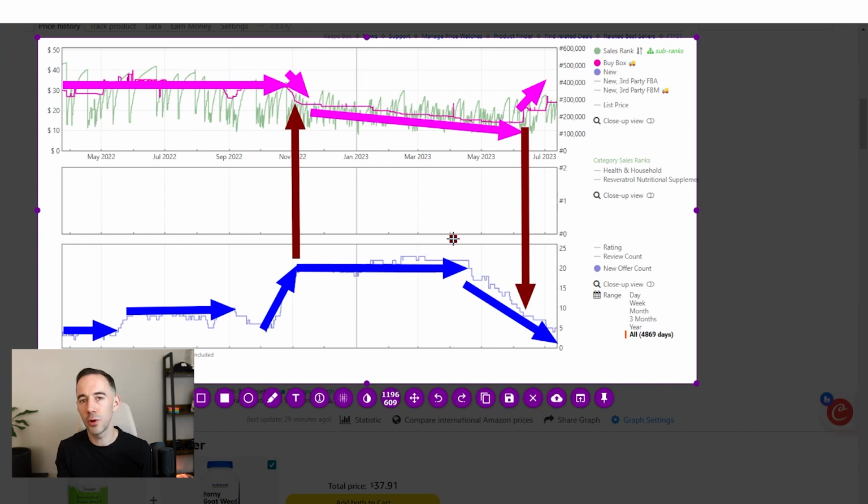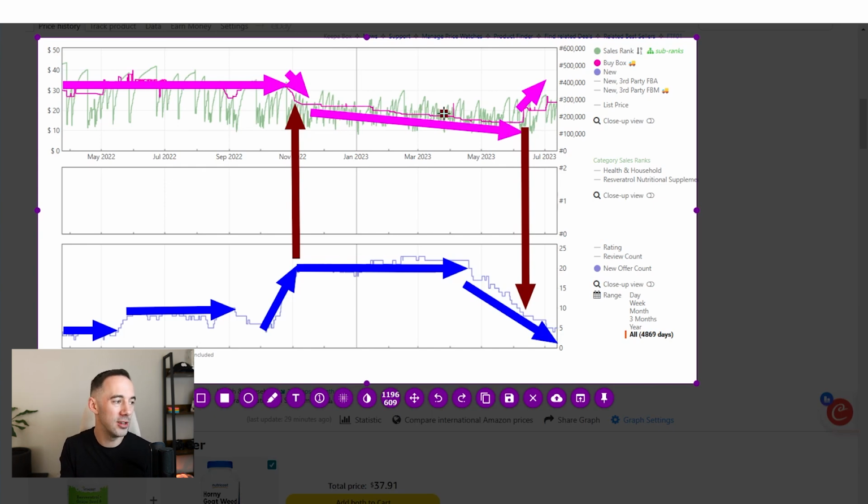So there's one thing you've got to understand when you're looking at these graphs: if the new offer count is going up really, really high, it basically means that the buy box price is going to come down, and it might not react straight away. And what you might see is that actually the new offer count is really high, but it's still profitable. It doesn't mean that when you ship your products in and 2-3 weeks later, it's going to be profitable.